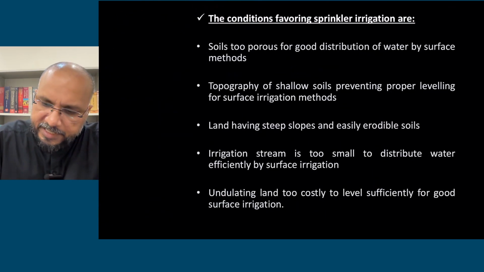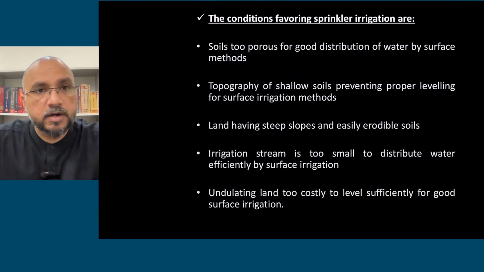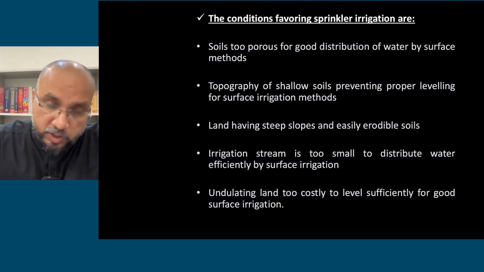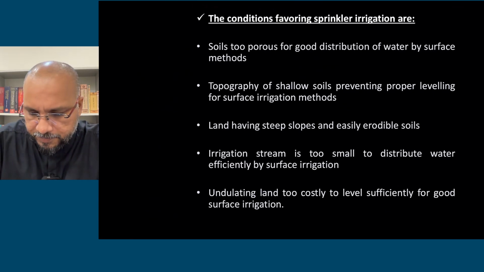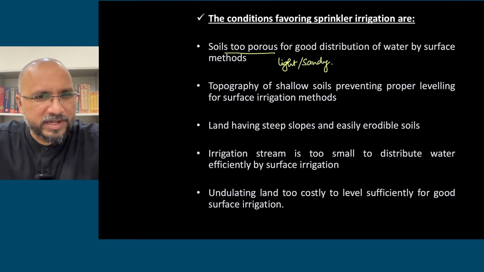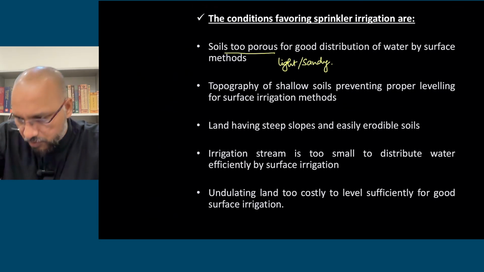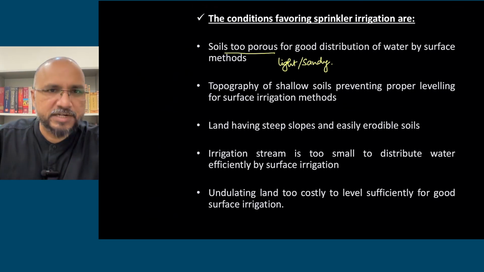Now, what are the conditions in which we go for sprinkler irrigation? You can also go for other methods of irrigation, the surface method or the subsurface method. In which situations is sprinkler irrigation suitable? What are the conditions which favor the sprinkler irrigation system? Soils that are too porous, that is, very sandy soils, light or sandy soils. In such soils, if you go for the surface irrigation method, a lot of water will percolate quickly. Water will move very quickly downwards and go beyond the root zone.